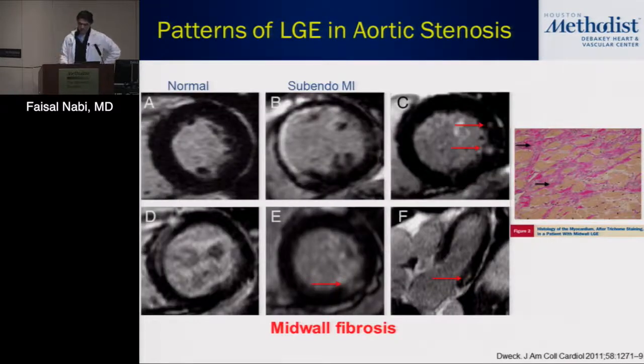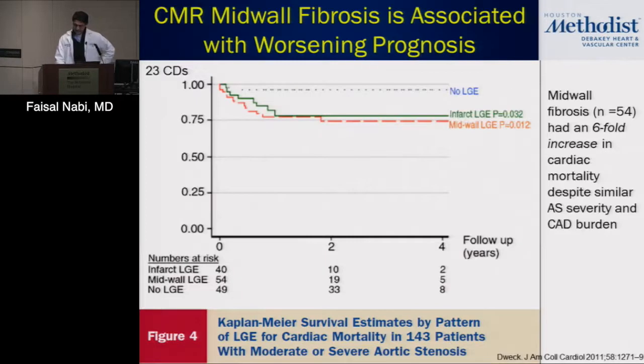Well, as you all very well know, CMR is great for looking at fibrosis, both replacement and interstitial fibrosis. This is one study that specifically looked at midwall fibrosis, which is seen in patterns C, D, E, and F, different types of midwall fibrosis. And all they did was simply look at prognosis based on the type of scar pattern the patient had.